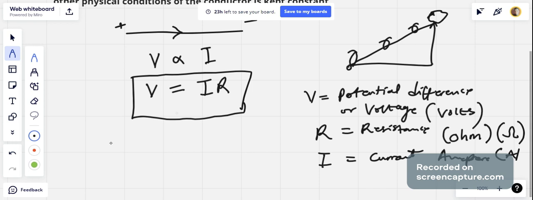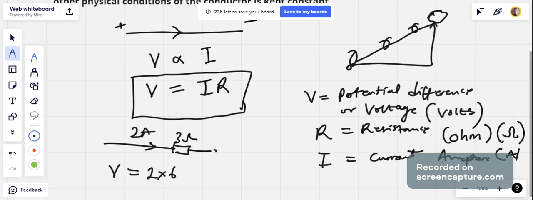So if the current through a wire is 2 amps and the resistance connected to that wire is 3 ohms, what will be the voltage across that resistor? The voltage V will be the current times the resistance. That will be 2 times 3. Sorry about that. 2 times 3 is 6. So it will be 6 volts.